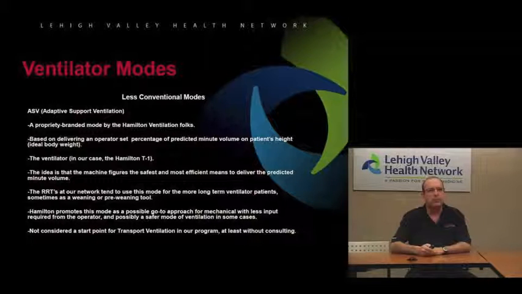The whole idea is you can set the patient's ideal body weight by setting their height on the machine and set their predicted minute volume, and the machine will figure out exactly how much tidal volume to give, what type of ventilation rate, the flow rates, the whole thing. And what the Hamilton folks promote it as is an easy way to set up the ventilator and let the machine do the figuring out of what's best for the patient.